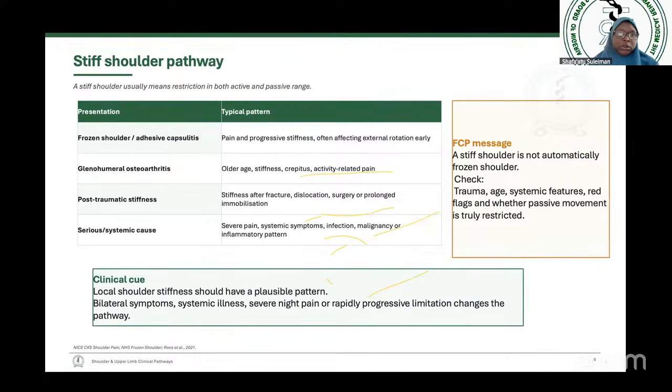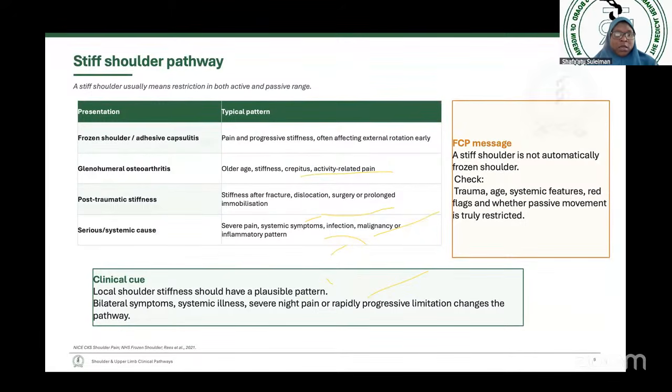Now we move to the stiff shoulder pathway with the glenohumeral joint. Obviously, when we're thinking about the glenohumeral joint, what comes first is frozen shoulder or adhesive capsulitis, with a typical pattern of pain and progressive stiffness, often affecting external rotation early. And then we are also looking into glenohumeral osteoarthritis. In the case of the aged, it also presents with stiffness in the shoulder and with crepitation on activity. This is also activity related pain.